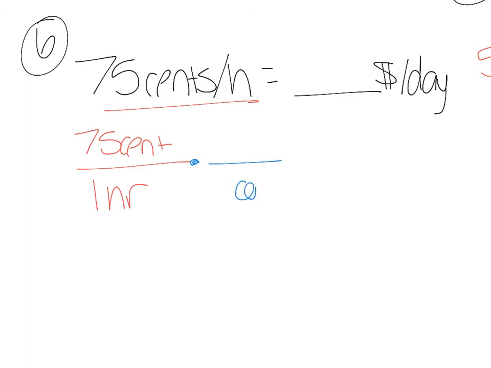Now I know that the cents is going to have to go in the denominator, and I'm changing this to dollars, so that's going to go in the numerator. Notice the cents cancel out, and then fill in your conversion factor. If you're talking about dollars and cents, hopefully we know that in $1 there are 100 cents. So that takes care of the cents.